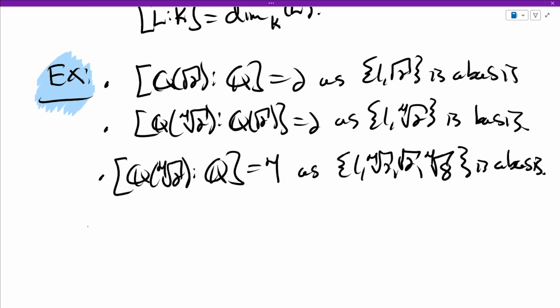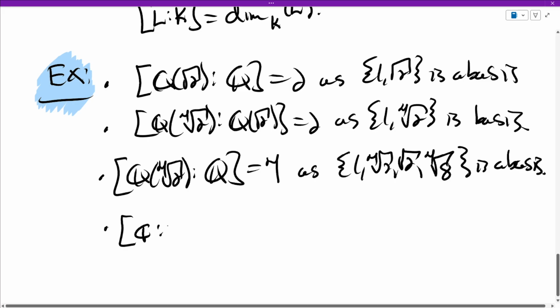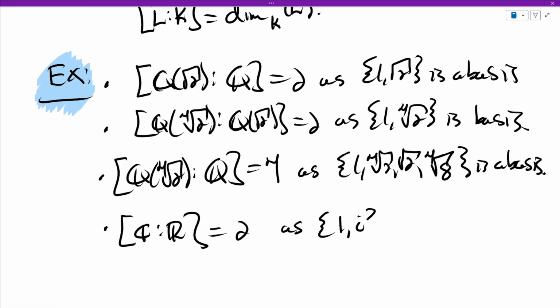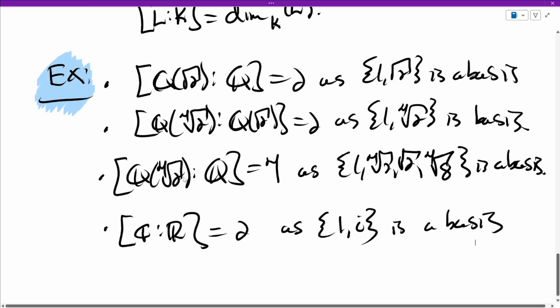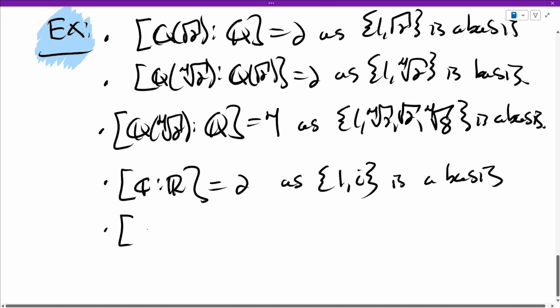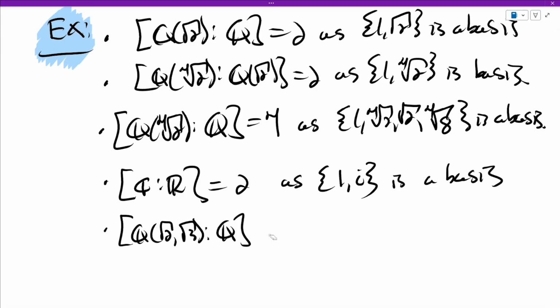One of the examples I wrote earlier was C and R. So R is certainly a subfield of C, and this degree is 2, as you can express any complex number as a combination of 1 and i. So this is a basis. What other fields have we looked at? I think we've looked at things like Q adjoin root 2, root 3 over Q. This is 4 as well, as 1, root 2, root 3, and then we have to look at root 6 as a basis.